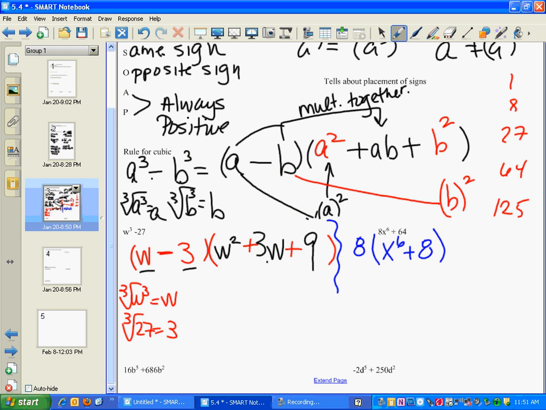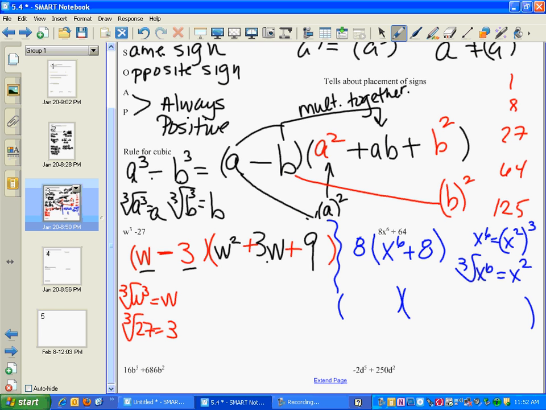Okay, is x to the 6th a perfect cube? So x to the 6th is equal to what raised to the 3rd power? Yes. So this is where it gets a little tricky, okay? You've got to recognize the cubic root of x to the 6th is x squared. What am I raising to the 3rd power to get x to the 6th? x to the 2nd. Are you following me? Okay. We're going to set up our parentheses.